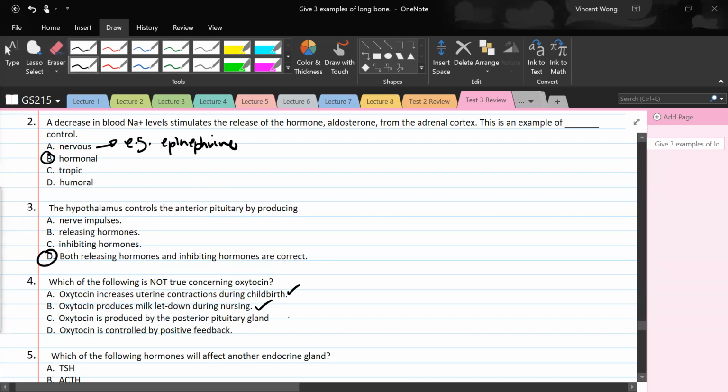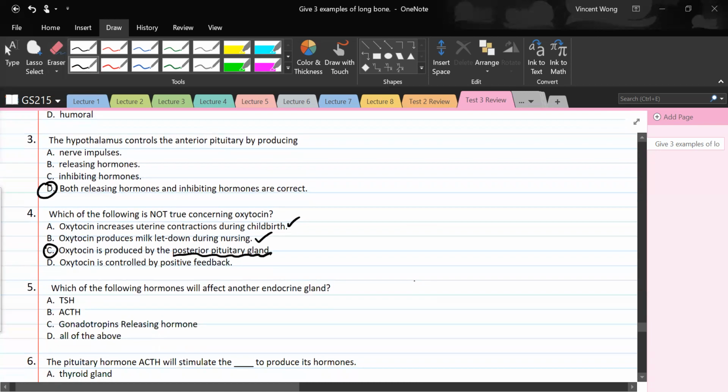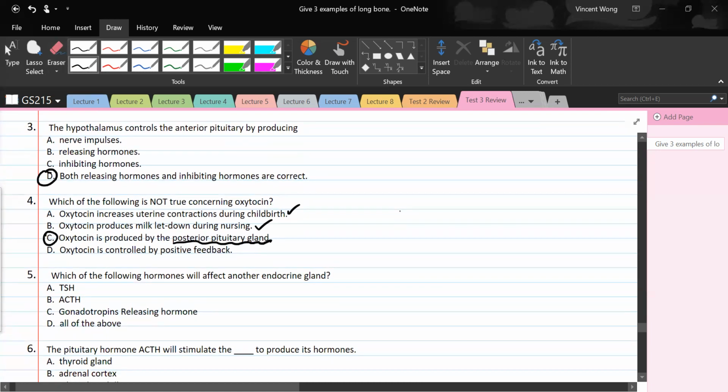Oxytocin is produced by the posterior pituitary gland. That's not true. It's the hypothalamus, right? Okay, and this is controlled by positive feedback. Yep. Right. The more contraction you get, the more oxytocin you will have. Right?